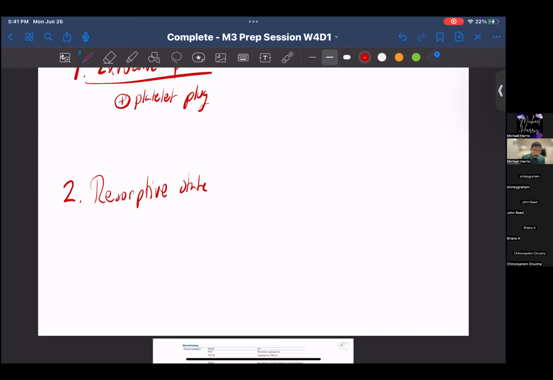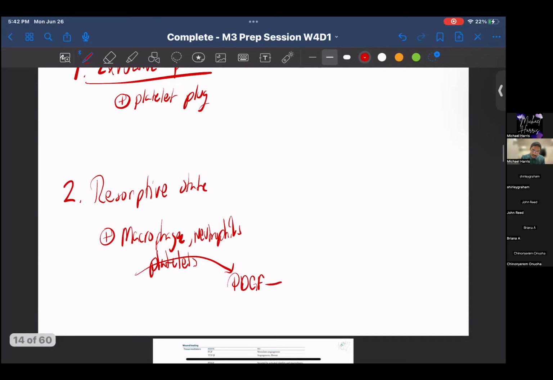So you have various macrophages, and I've got another picture that has all these guys here. Macrophages, neutrophils, platelets here. Now, the big important thing to know is that platelets here are releasing various factors. One in particular is platelet-derived growth factor. This is responsible for activating fibroblasts. Why are fibroblasts so important to get activated?